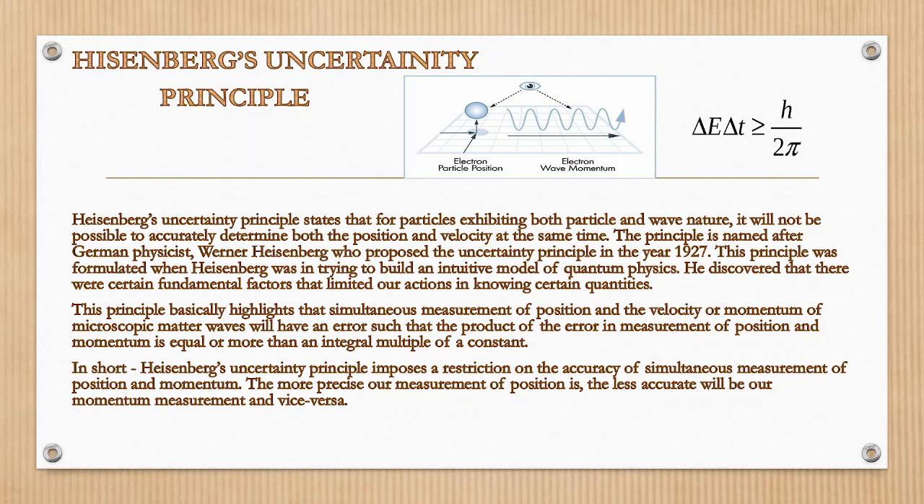This is the picture where you can see the electron particle position and electron wave momentum. ΔE × Δt is always greater than or equal to h/2π.